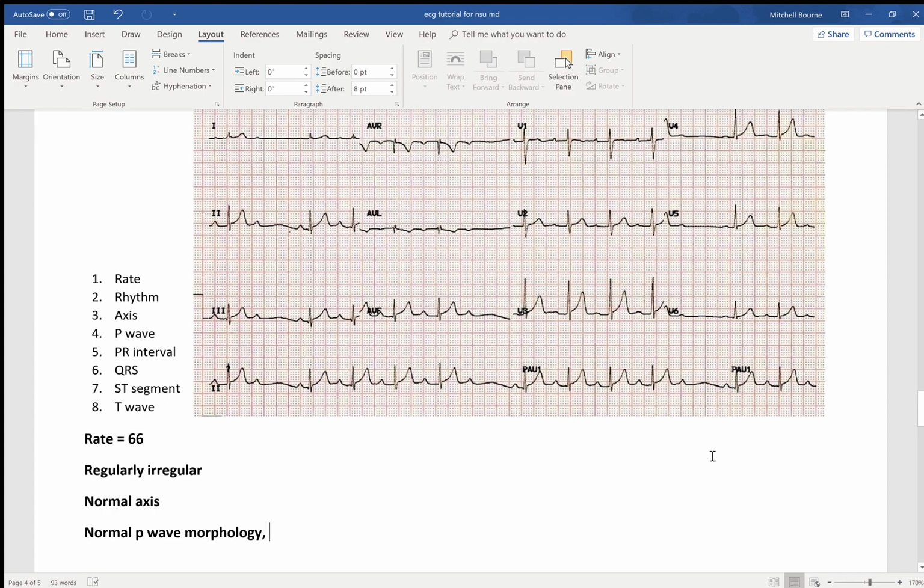So this is an increasing PR interval, which equals what? Mobitz 1, which equals second degree AV block type 1. And what's the fun name for it? Wenckebach. Okay, so this is a Wenckebach. That's the takeaway from it.